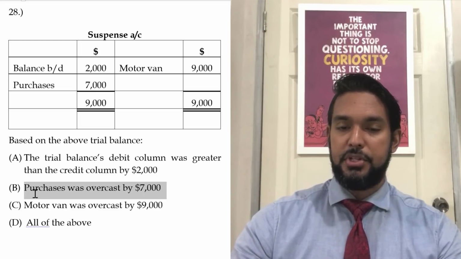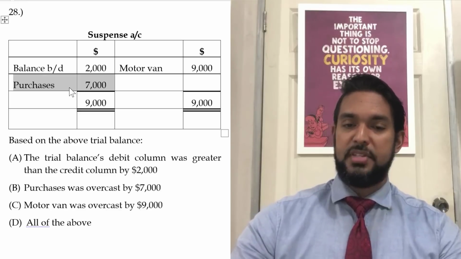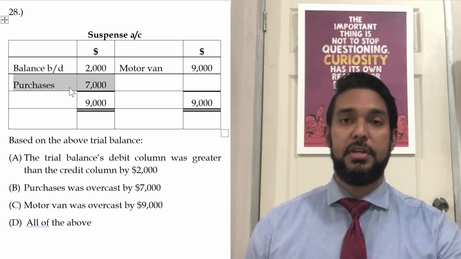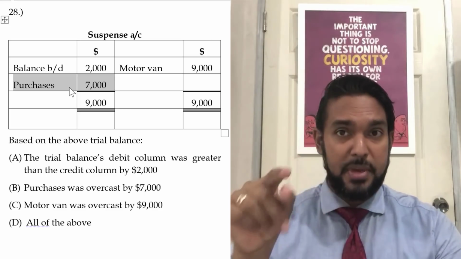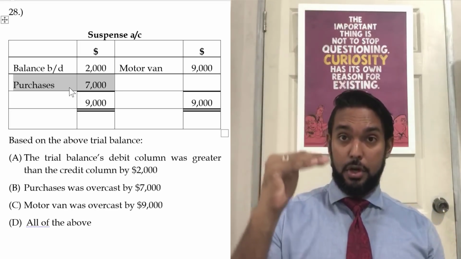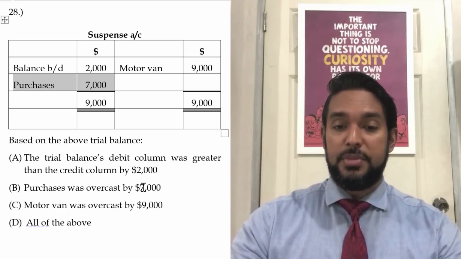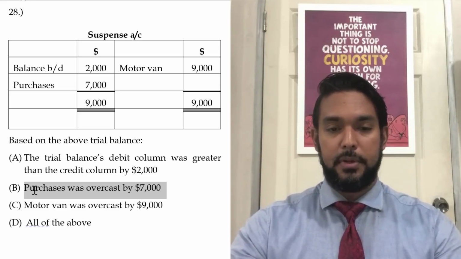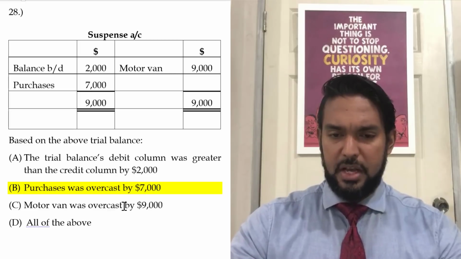Let's check out B. Purchases was overcast by 7,000. Okay, so purchases is here. With this debit to suspense that says purchases, the entry in purchases that says suspense will be a credit. Purchases is an expense, which is debited to increase. So if we credited purchases, we're bringing it down. And we would want to decrease it if it was too high, which means that yes, purchases was overcast by 7,000. Nice.